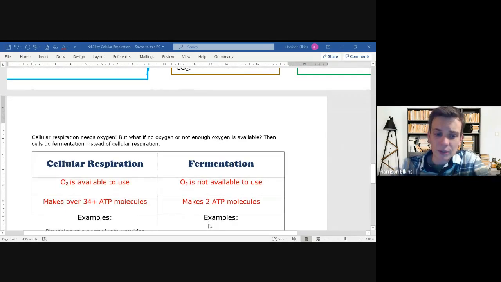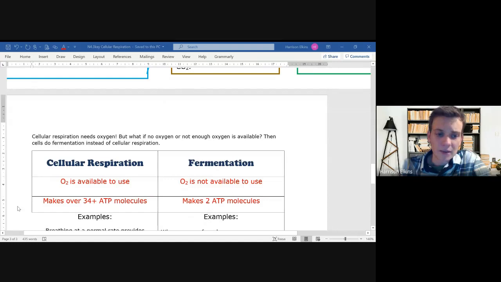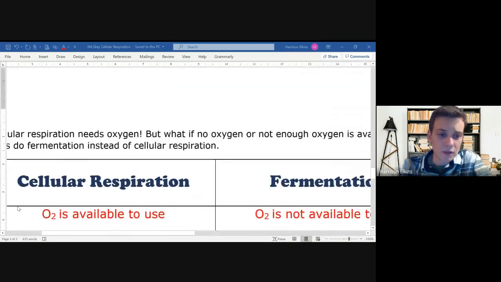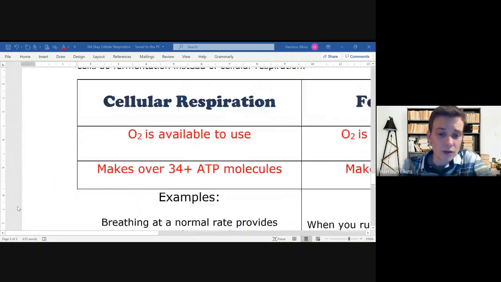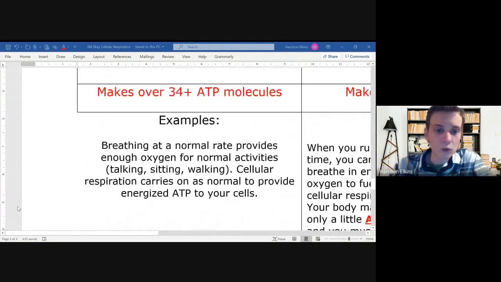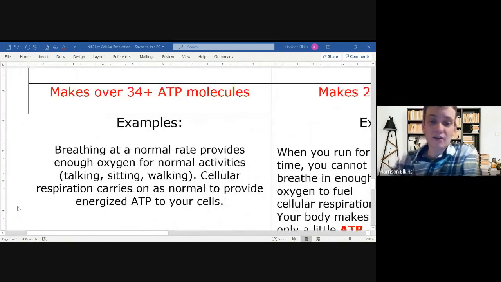Let's look at some examples. Example of cellular respiration. It's usually happening. So if you're breathing at a normal rate, you're getting enough oxygen for normal activities. So right now, I'm sitting down, I'm talking with you. That's all that I'm doing. I'm not really doing that much. While I'm talking, I'm breathing constantly. That breathing is totally enough for me to do what I'm doing right now.